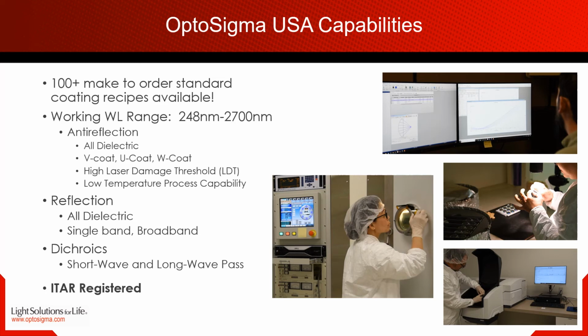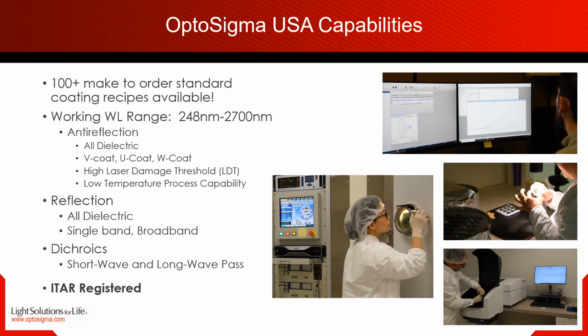The wavelength range where we work is 248 nanometers, so UV, up to about 2.7 microns, 2700 nanometers. Our repertoire includes reflection and anti-reflection coatings for single wavelength to broadband or even multi-wavelength, and the ability to provide high laser damage threshold coatings.